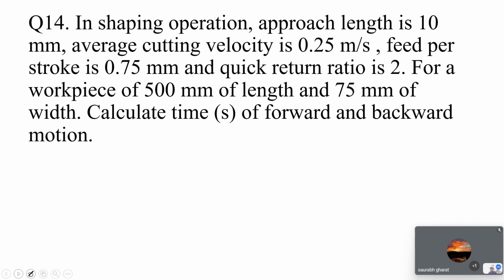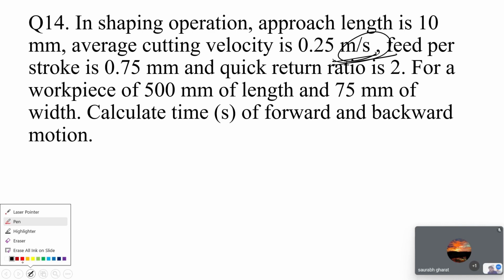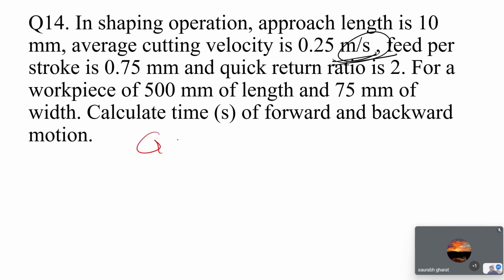In shaping operation, again we are focusing on shaping only here. Approach length is 10 millimeter. Average cutting velocity is 25 millimeter per second is given. Check units, meter per second. Feed in gate also, in gate also mostly the units are changed. You have to be cautious about units. So average cutting velocity is 0.25.